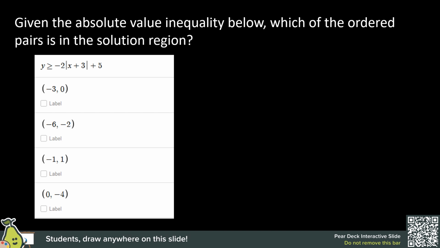You guys have the same scenario. Your equation is a little different, and your answer choices are different. So you're going to want to use Desmos to analyze this. Find out which one of these 4 points is in the shaded region. All right, let's go ahead and move on.